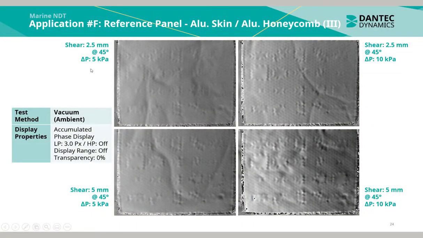Using shear distances of 2.5 mm on the top and 5 mm on the bottom, and performing the measurement at 5 kilopascals pressure differential on the left and 10 kilopascals pressure differential on the right, we see a doubling of the fringe intensity from here to here to here, or from here to here to here.